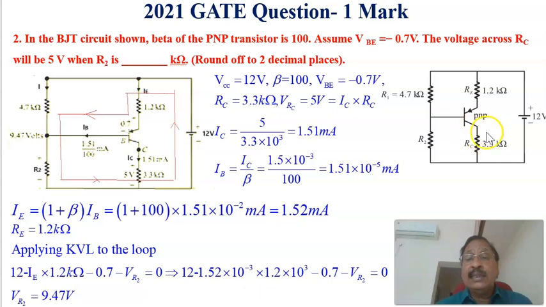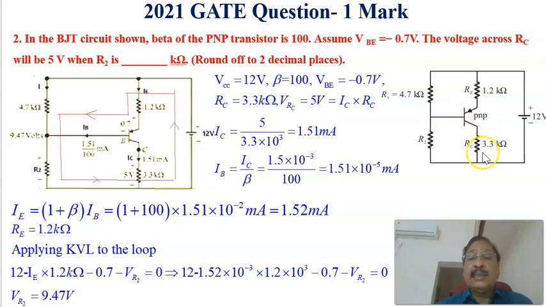From that one we can calculate the collector current IC, which is equal to 5 divided by RC, 5 divided by 3.3 into 10 raised to 3, or 1.51 milliampere is the collector current. And then we can find out the base current.